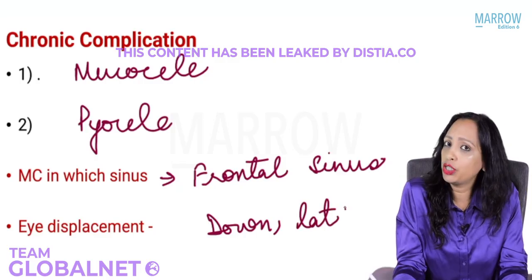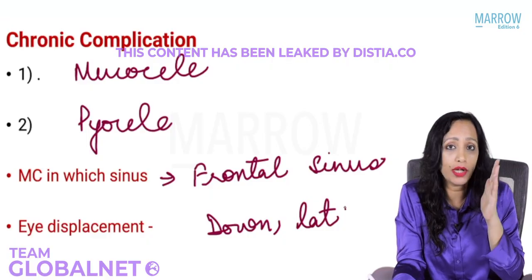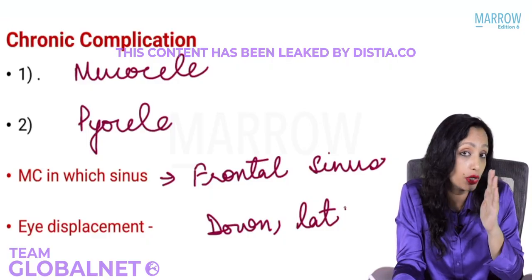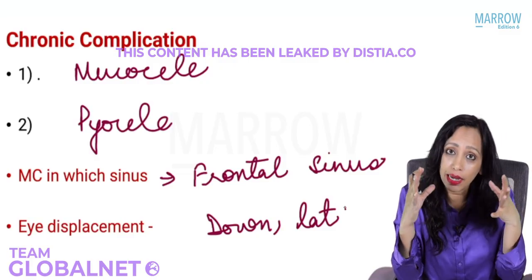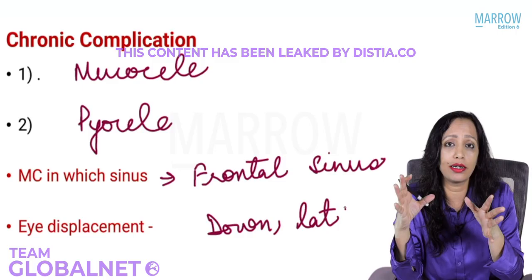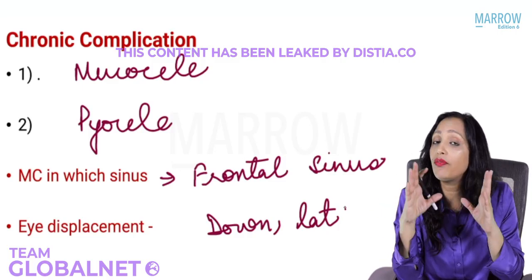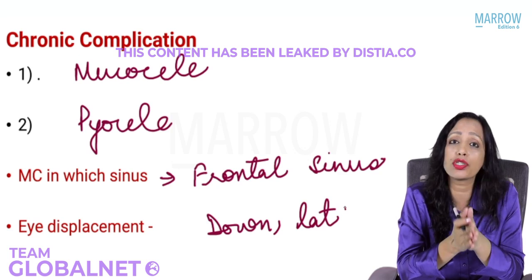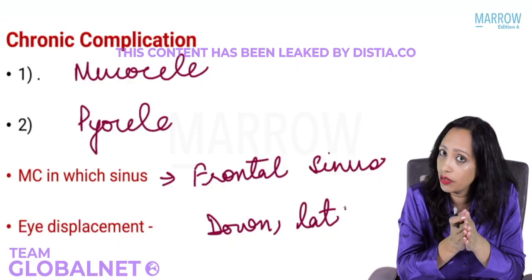So how will we manage whenever there is any complication? Yes, whenever there is any complication of sinusitis that you are suspecting, be it of acute sinusitis or chronic sinusitis, the complications of sinusitis are the same. They are acute complications or chronic complications. Whenever we are suspecting any complication, the first thing is to confirm that yes, there is a complication. How do you confirm? By radiological investigations.